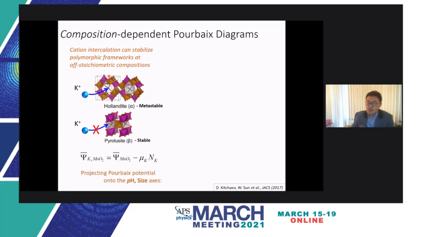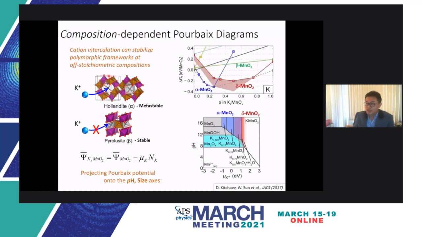And so I can create a new thermodynamic potential that includes that by a Legendre transformation, and I can now have a mu K, which is the chemical potential, which is the concentration of potassium in solution. I can create a new convex hull. Take a look at this. Beta MnO2, if I add potassium in the system, beta MnO2 does not increase very much in energy, but alpha MnO2 becomes very stable when it incorporates some potassium.